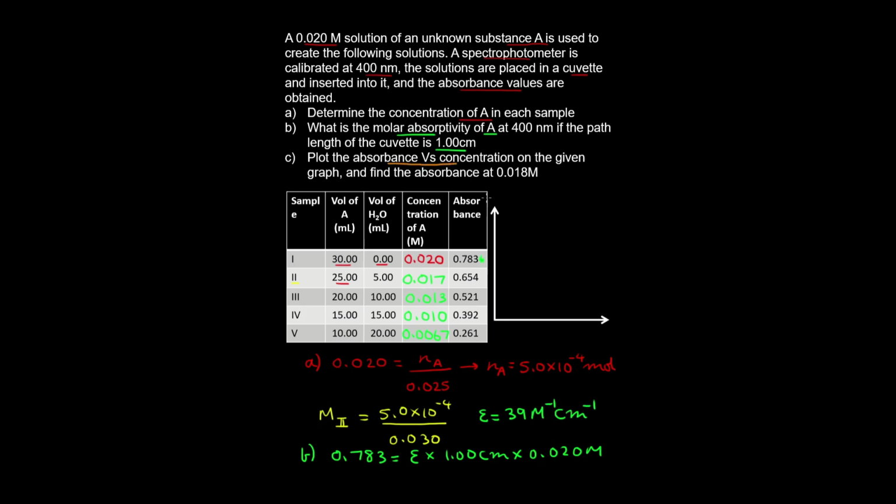And plot the absorbance versus concentration on the given graph and find the absorbance at 0.018 molar. So we draw a line of best fit and read off the absorbance. And you can compare this with the calculation using the Beer-Lambert law with the molar absorptivity from part B.